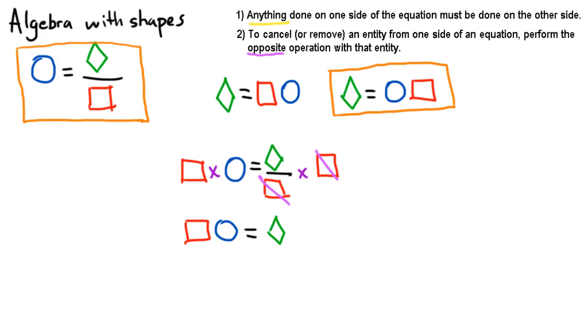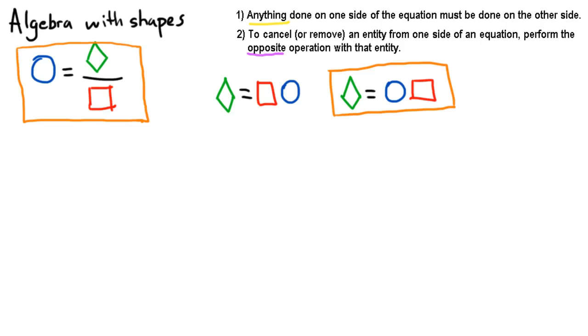Okay, so let me erase what we have down here. And now we want to solve for the red square. Okay, so we want to say red square equals what? Okay, well, what does red square equal? So let's start with our base equation again. Blue circle equals green diamond divided by red square.